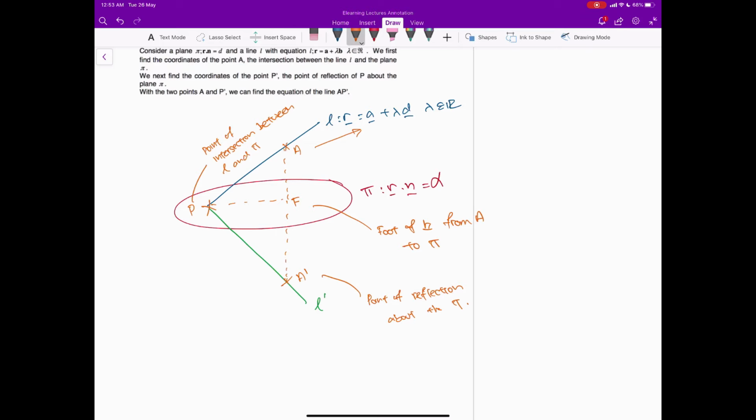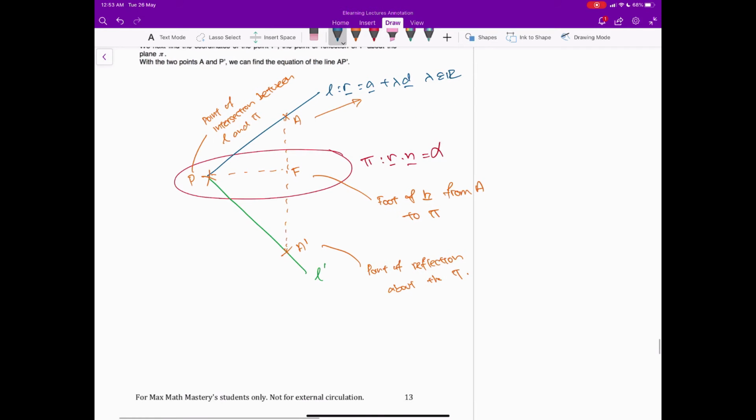However, it's very similar to vector 2. How do I find the point of reflection about a line? Take note, the concept over here is very simple. Once I find the foot of the perpendicular from a point to a line, I can use my ratio theorem. OF is equal to OA plus OA prime divided by 2, using the midpoint theorem.